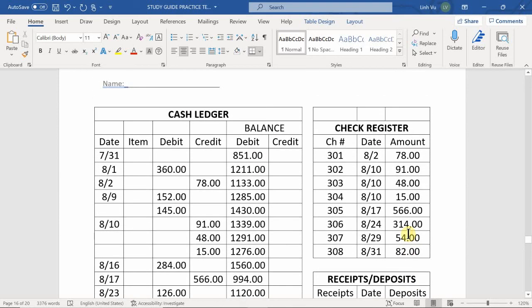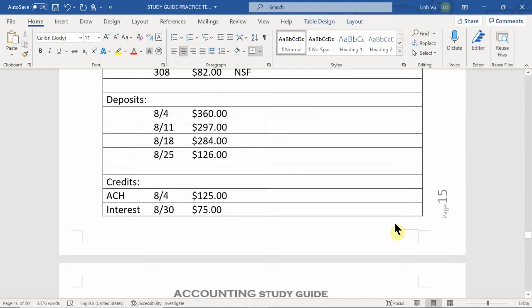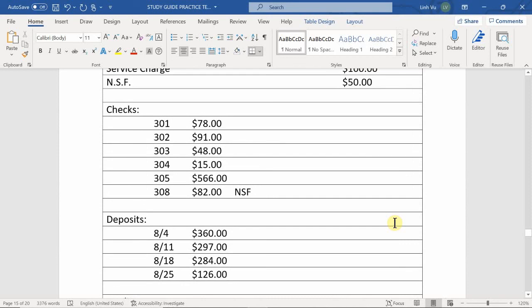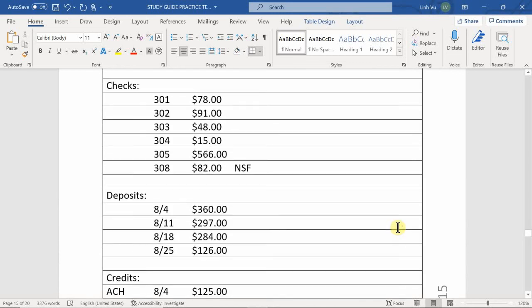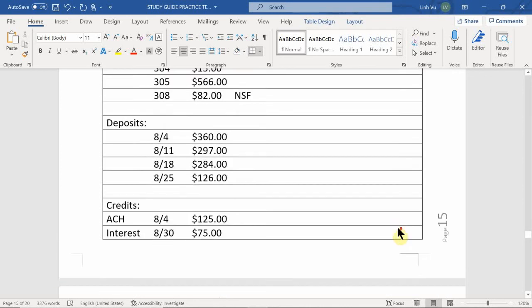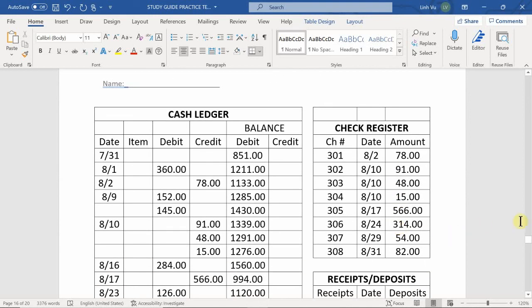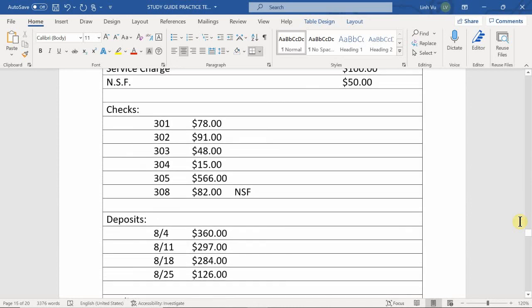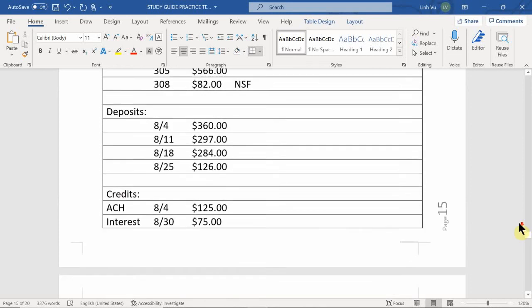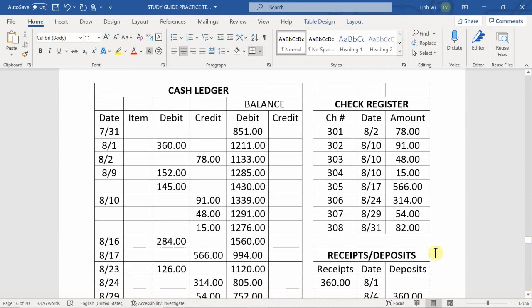The checks, good. So how many checks did I write? You have 1, 2, 3, 4, 5, 6, 7, 8. Missing two. Which one is the number of the first check? 301. So it was 301, 2, 3, 4, 5. Oh, we must see 6 and 7. 306 and 307, for how much? For 314 and 54.